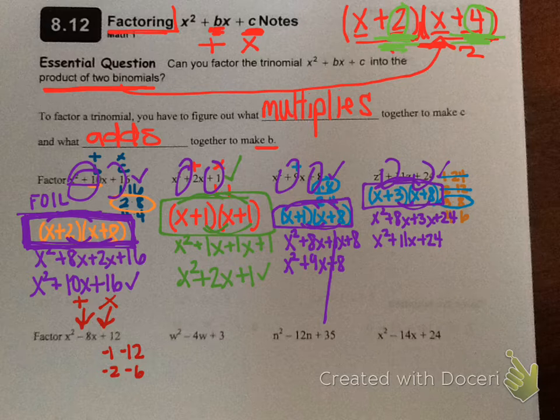So here we have positive 12 when we multiply, but negative 8 when we add. So that's our answer, x minus 2, x minus 6.